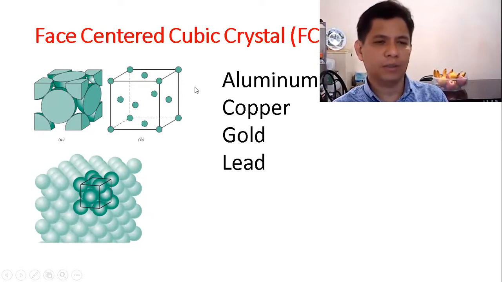Nagbabago-bago kasi yung crystalline structure at minsan nga nagiging amorphous pa ng different metals. So, temperature dependent to. We're speaking here of, at room temperature, aluminum, copper, gold, and lead.